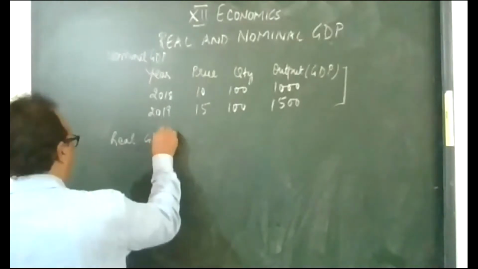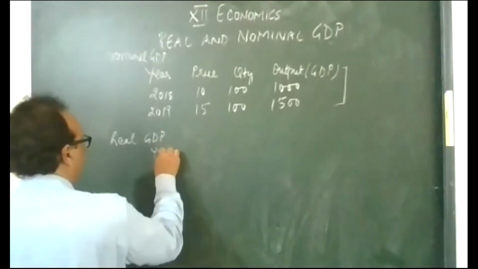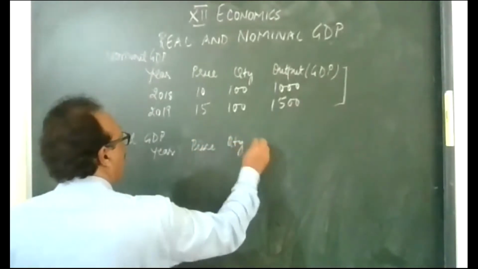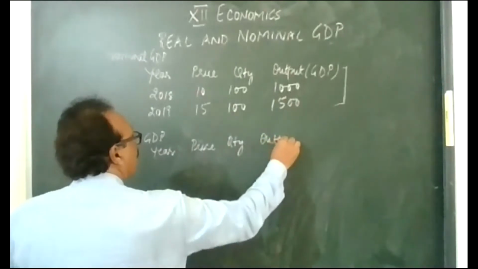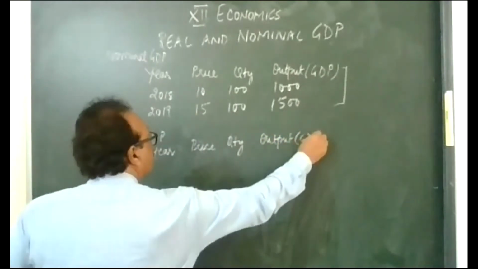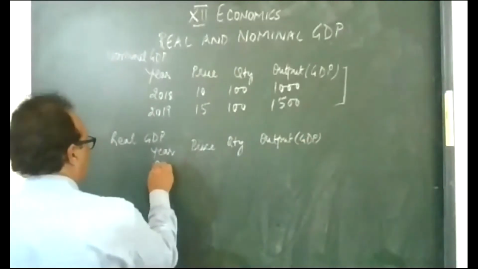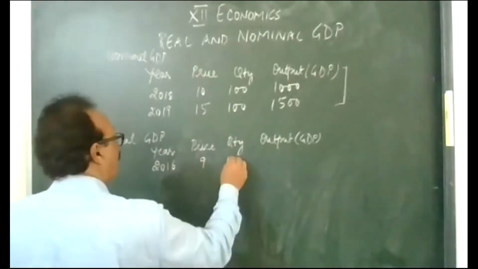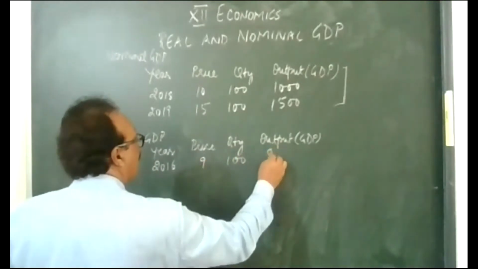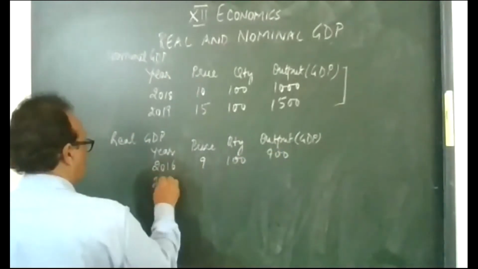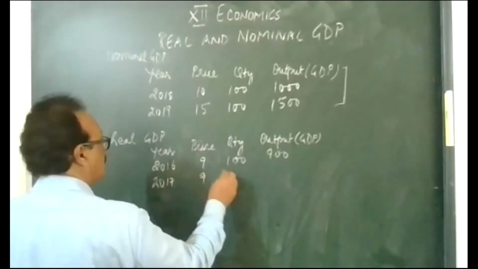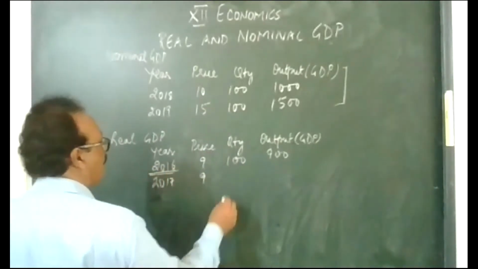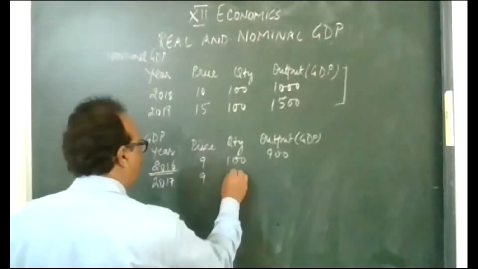Real GDP. Year, price, quantity, output, or GDP. Let's assume in the year 2016 the price was 9, quantity produced was 100, so 900. 2017 price is taken at the base year 9. 2016 is the base year, and now we produce 150 units.